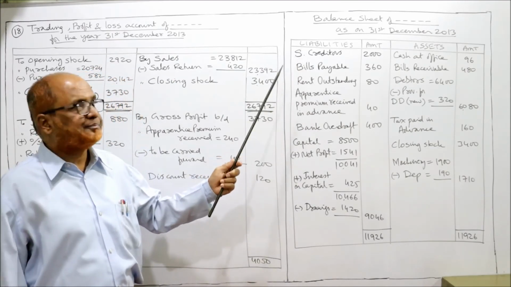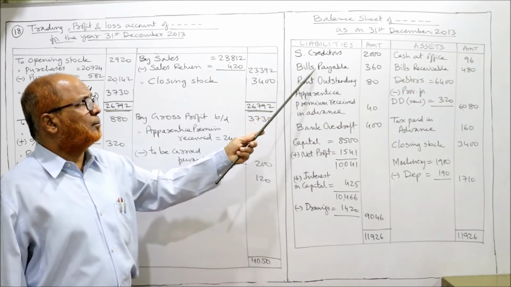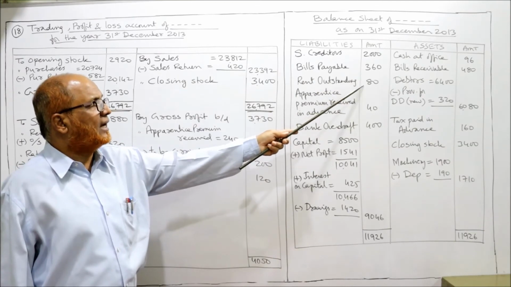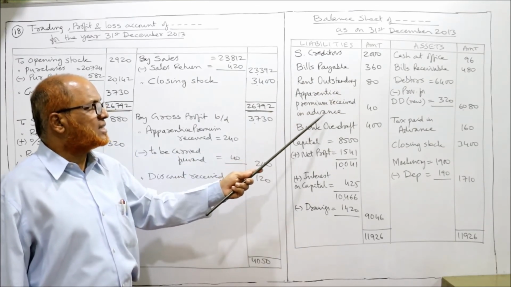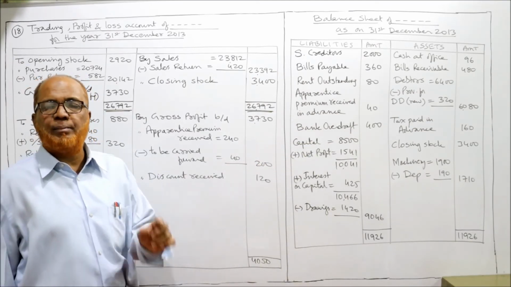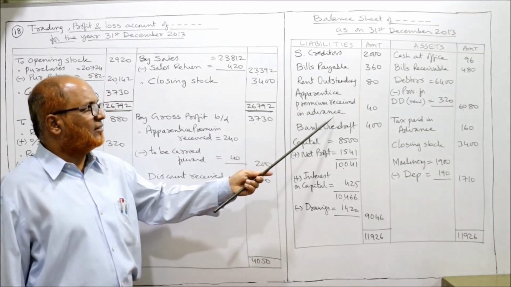Balance sheet of Mohan. Liability side. Sundry creditors directly we have taken. Bills payable 360 rupees. Rent outstanding 80 rupees. Apprentice premium received in advance 40. Just now I told you income received in advance will be taken on the liability side of the balance sheet. So apprentice premium received in advance 40.